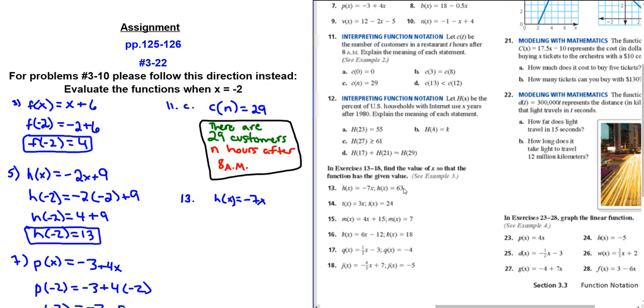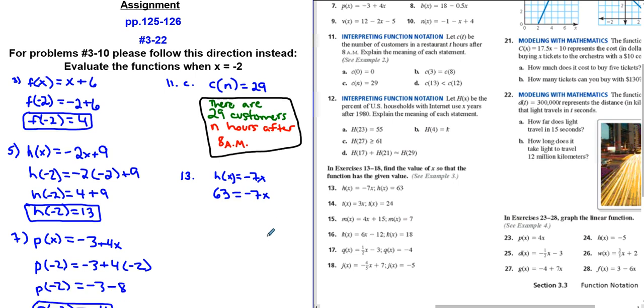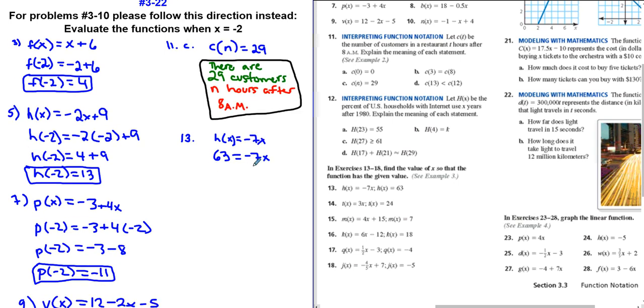And now solve. So divide both sides by negative 7. The negative 7s on the right are going to cancel out here. And I get a negative, because positive divided by negative is negative, negative 9. And I'm going to write this as x equals negative 9.